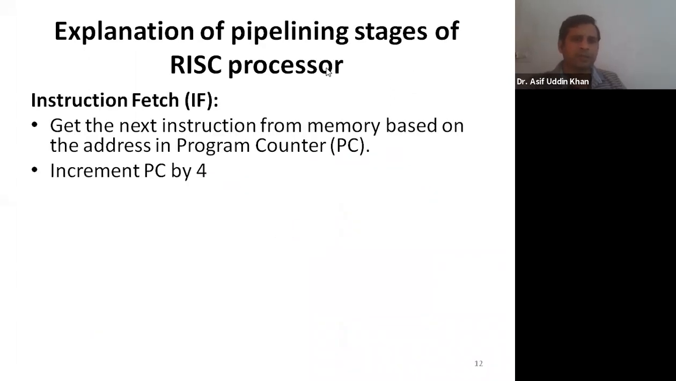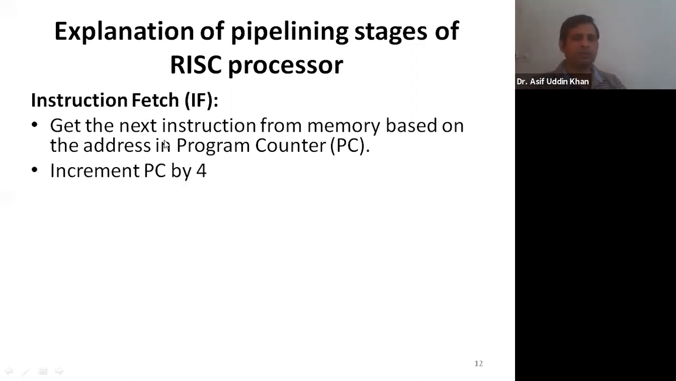Then the explanation of the pipeline stages of the RISC processor. As I told you, 5 stages are used in pipelining. Instruction fetch is the first stage. Here the next instruction is fetched from memory based on the program counter value, and then the program counter value is incremented by 4. Why 4? Because the word size, the instruction size, is assumed to be 4 bytes. That's why the next instruction will be present after 4 bytes, so you add 4 to the program counter value, which will point to the next instruction. That's why we increment PC by 4.